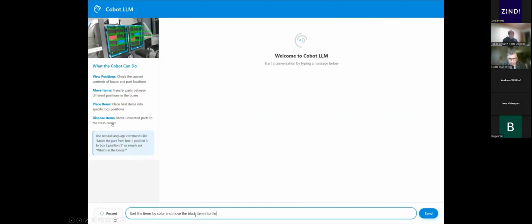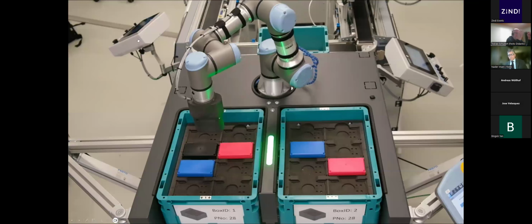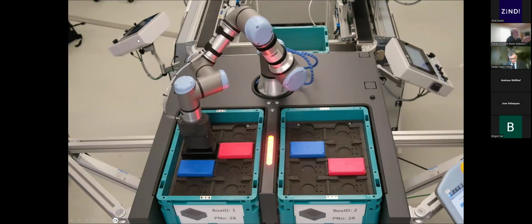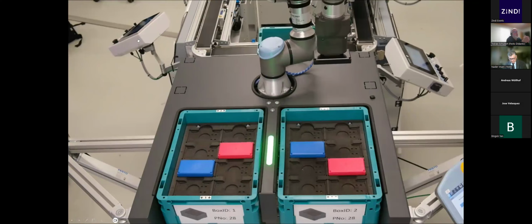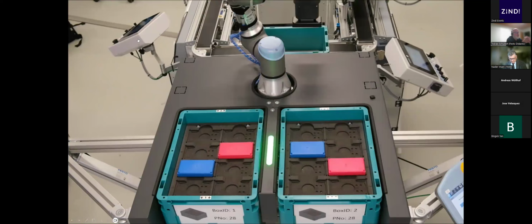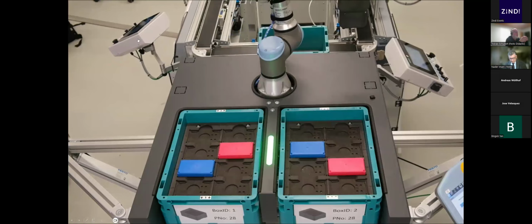It's also working. So what you can see here is we have 2 red work pieces, 2 blue work pieces, and we have a black one over here. And the black one should be moved to trash, and the other ones should be sorted by colors. We haven't told the large language model what sorted by colors means. So it makes a plan on its own and decides on its own what sorting by color means. So first of all, the black one goes to trash. We define that green box over there as trash, by the way.